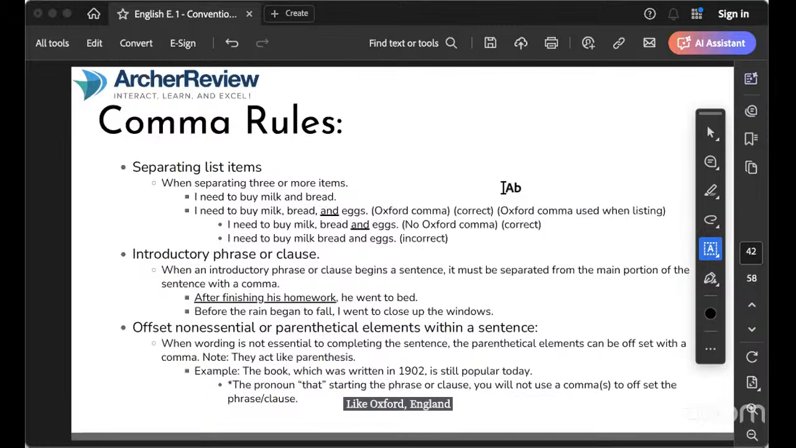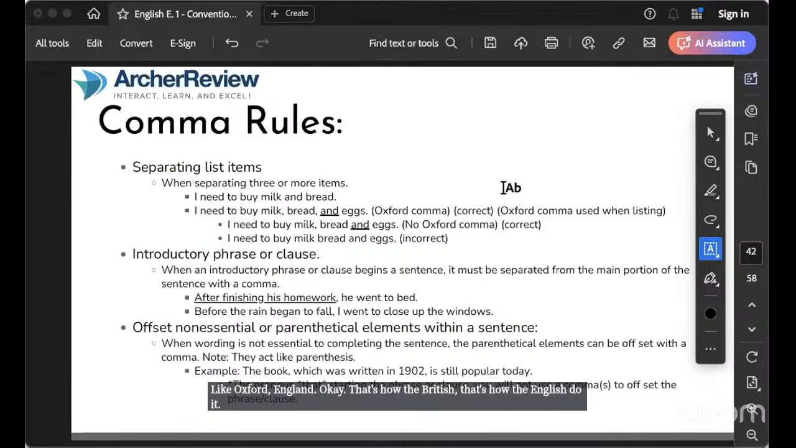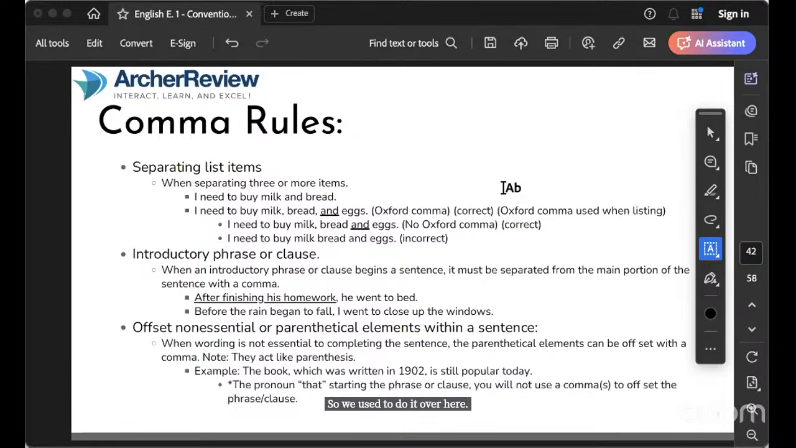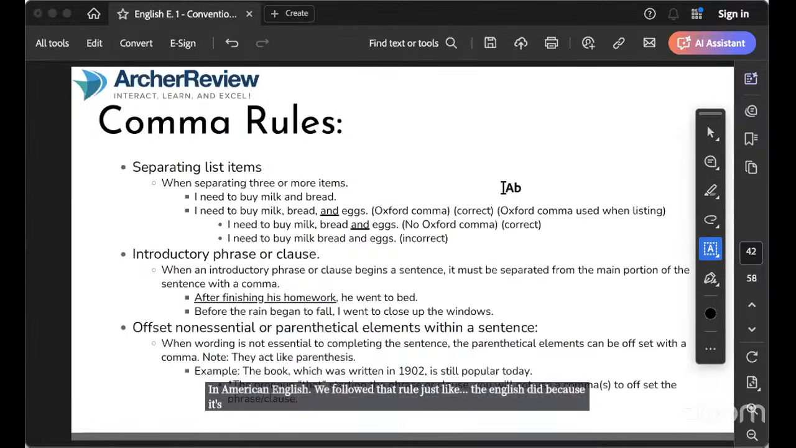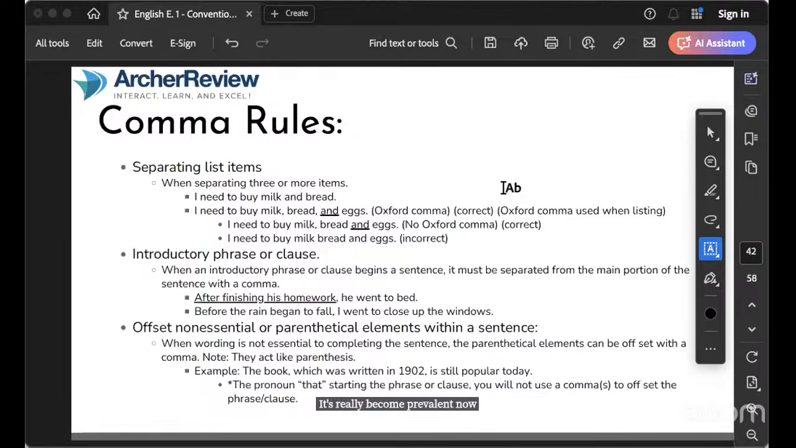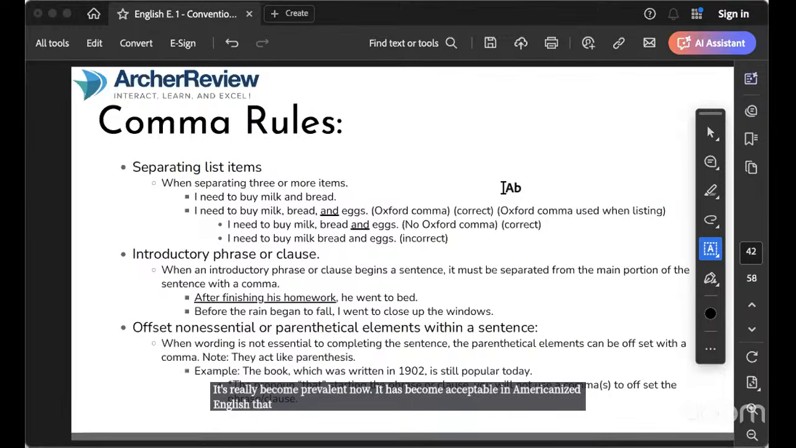Okay? That's how the English do it. So we used to do it over here in good old America, in American English. We followed that rule just like the English did, because it's English, you get it, haha. But in the past 2 decades, I would say, it's really become prevalent now. It has become acceptable in Americanized English that you don't always have to put the comma before the conjunction.